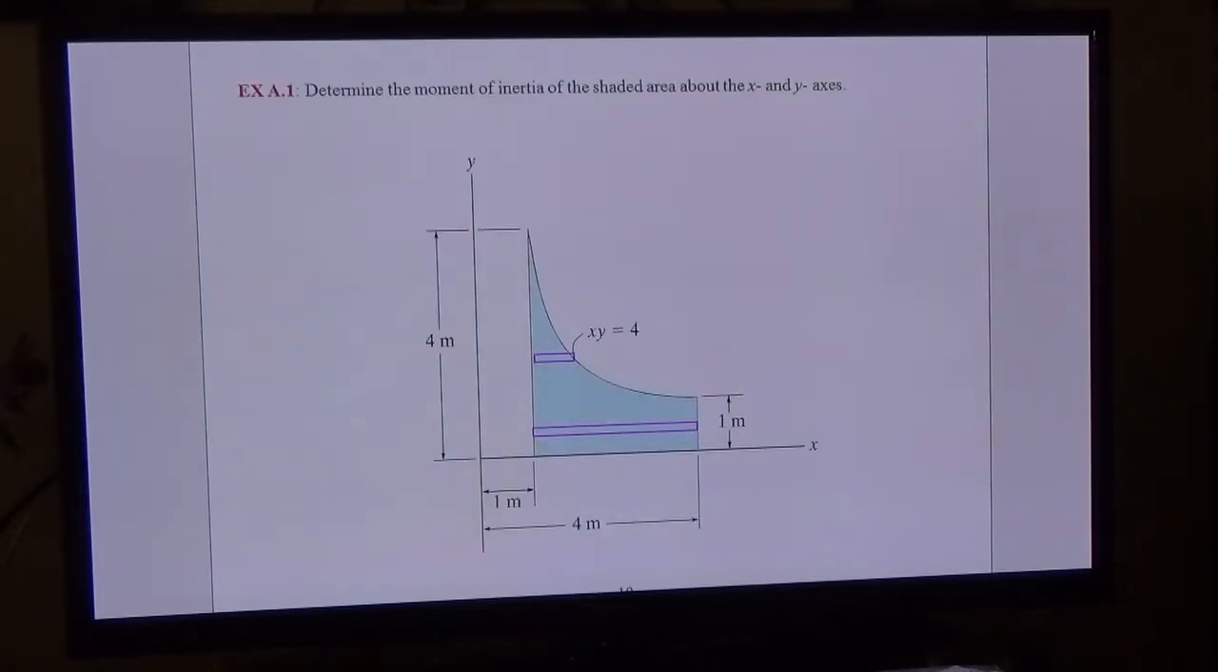Lastly, I need to do I about y. For I about y, we use a vertical element, one that's parallel to the y-axis, and touches the curve at the top and the bottom. So we can use an element like this. I can go ahead and sketch that element out, specifying the top point, the bottom point, and the thickness.